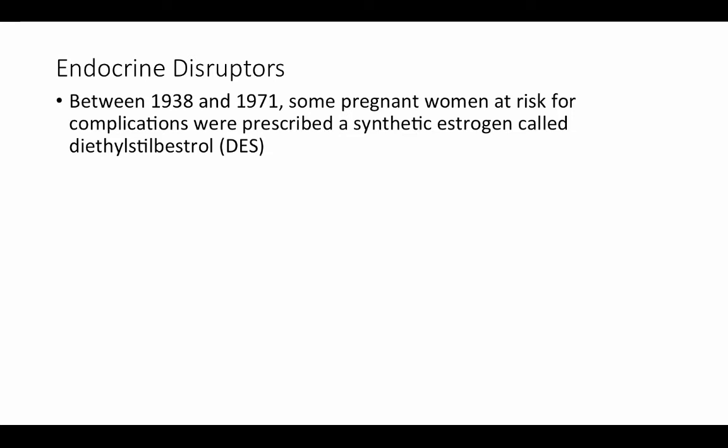There have also been several substances discovered that work as endocrine disruptors, so they're going to tinker around with this endocrine system, sometimes in very unpredictable ways. Between 1938 and 1971, some pregnant women at risk for complications in their pregnancy were prescribed a synthetic estrogen. It's called diethylstilbestrol, or we'll just call it DES.